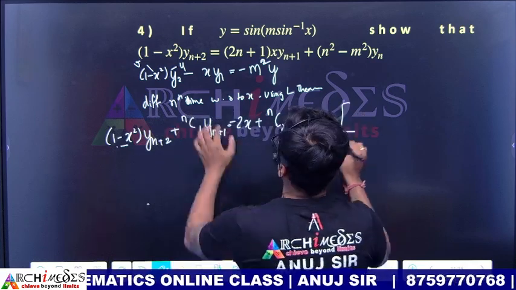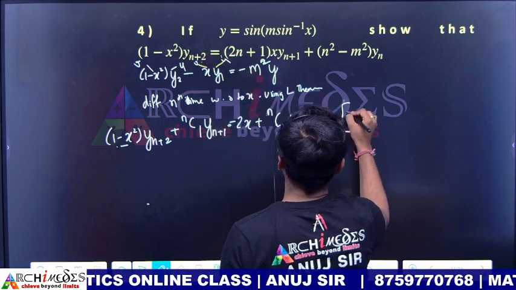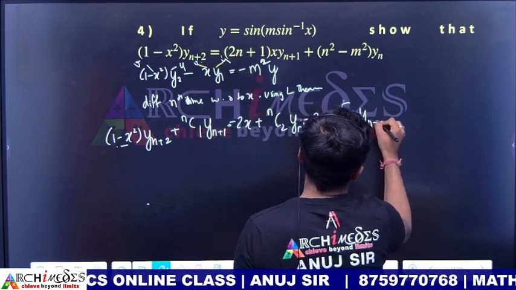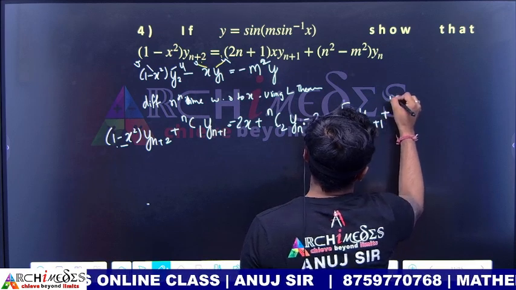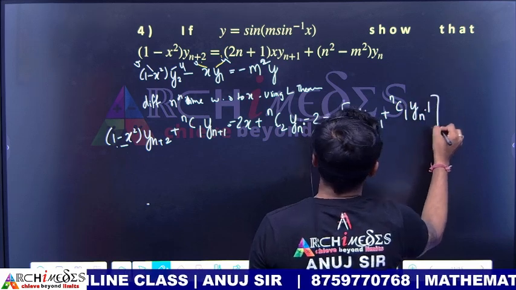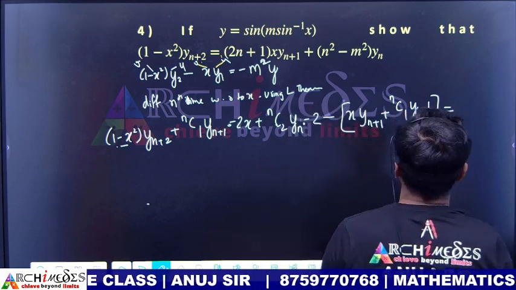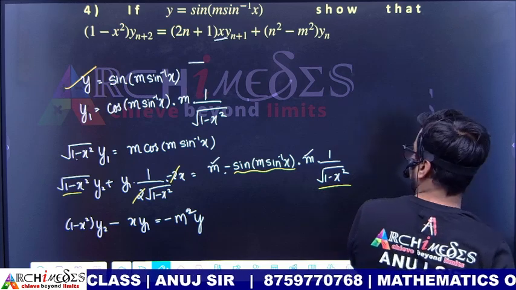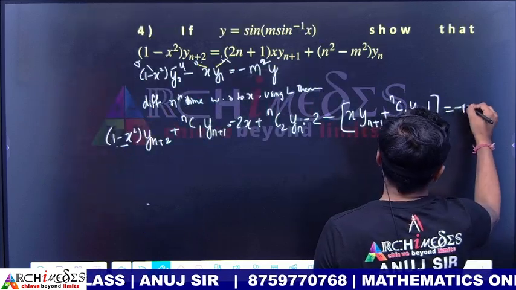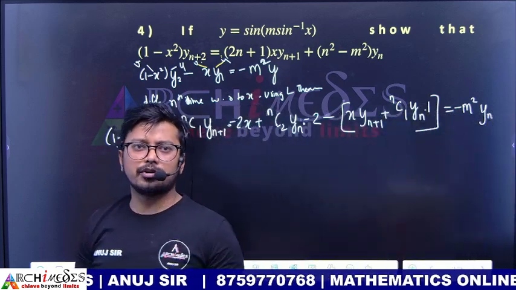Minus, again here, this has a v, this has a u. So v y(n+1) plus nC1 y n, decrease the suffix by 1 and d/dx of y. Now you don't have to differentiate, is equals to minus m square y, isn't it? So minus m square is a constant term, y differentiated n times is y n. Any doubt? Now it's all about arrangement. Clear?